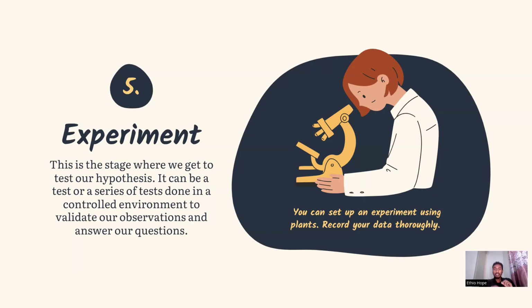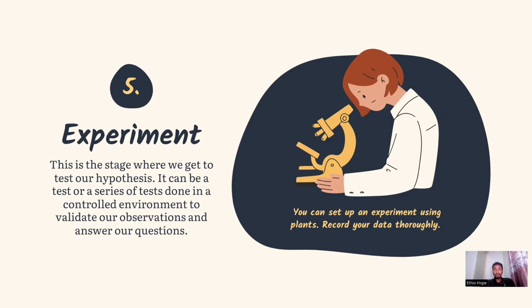In this case, it's the location of the light, okay? So we change the location of the light. This is the independent variable. The dependent variable is what we measure, right? It's the direction or angle of the growth of the plant, okay? The third one is the controlled variable. The factors we keep the same, like the type of plant soil, the pot size, the water, and the temperature.